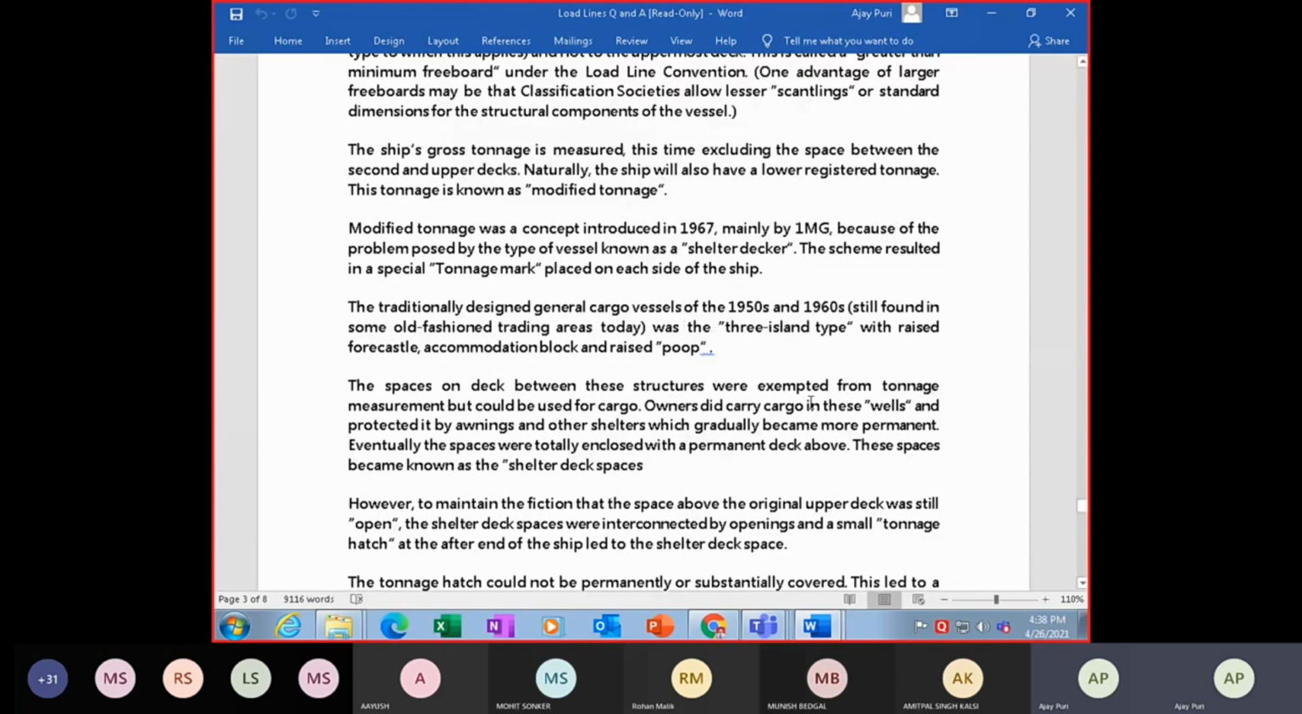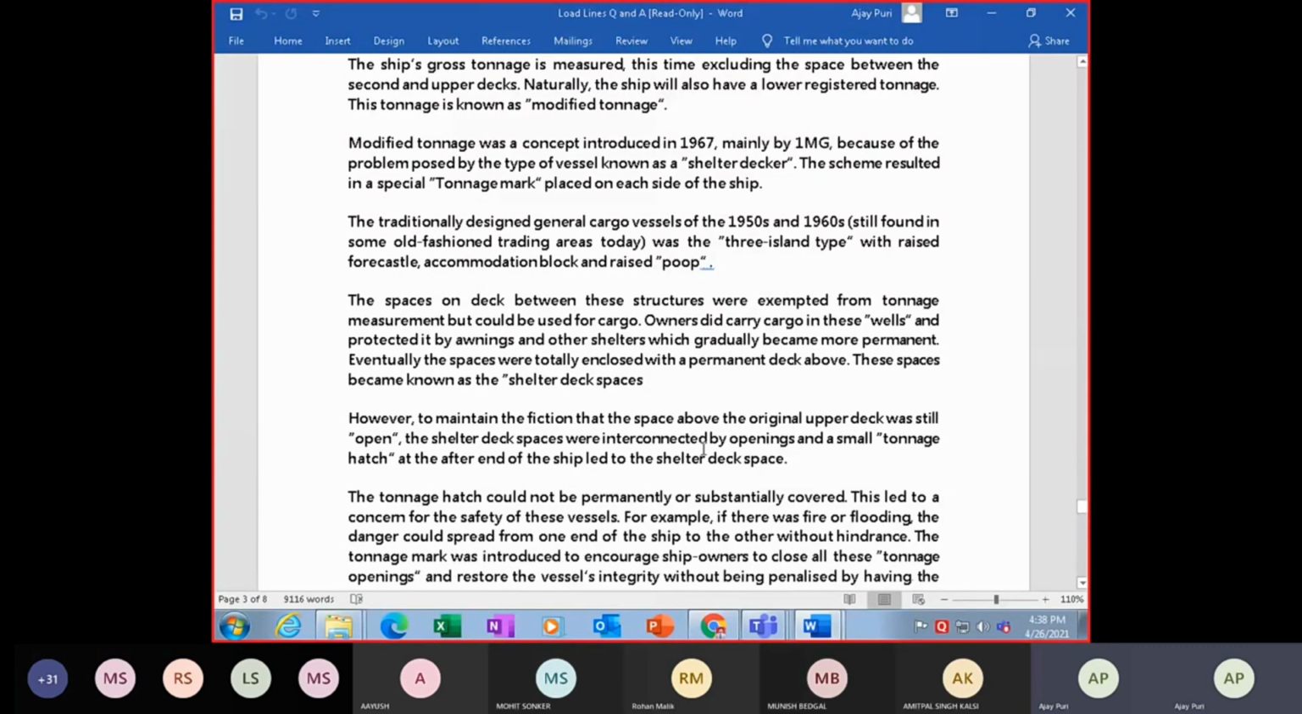So spaces on deck between the structures were exempted from tonnage measurement, but could be used for cargo. So the owners carried cargo in these wells, protected them by awnings and other shelters, and gradually they became more permanent. Then these places were totally enclosed with a permanent deck above. So these spaces were known as shelter deck spaces.